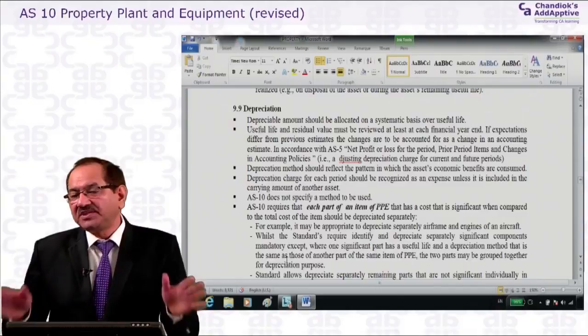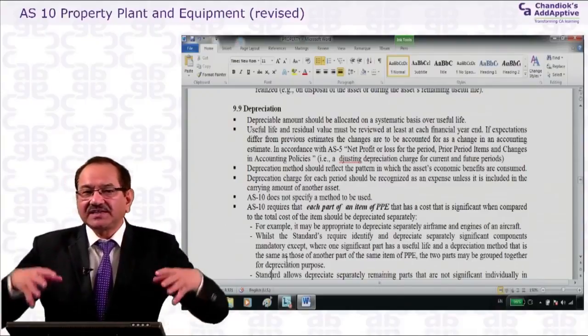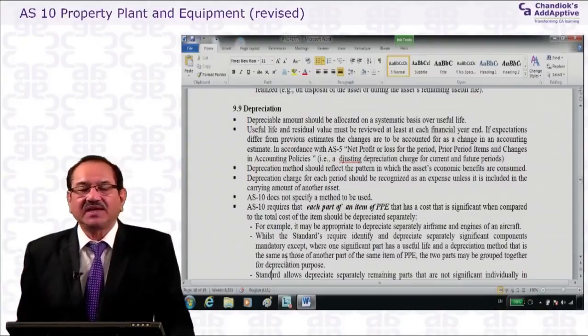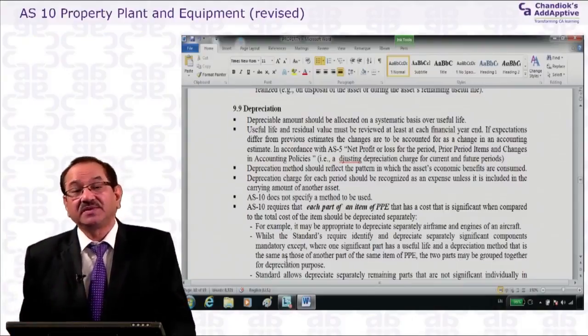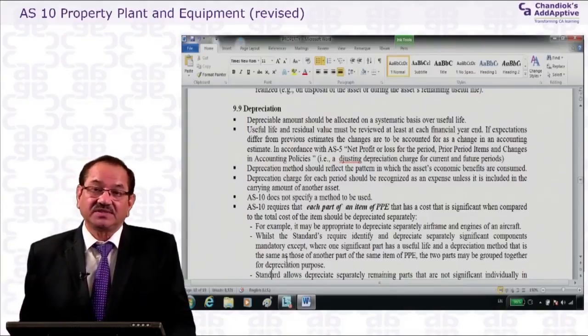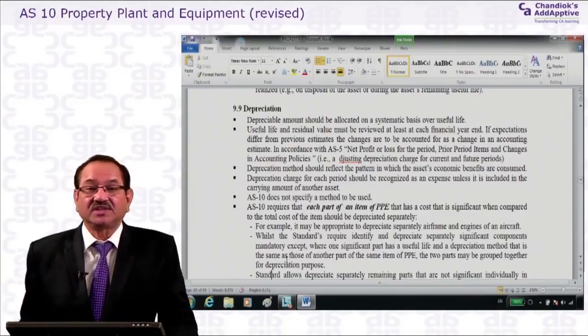What is the cost of consumption of that benefit? That has to be put in the expenditures. So dear student, you should not think that in case of depreciation, as the word meaning goes, there is a decrease in the value of the asset. There is no decrease in the value of assets. Depreciation is a charge for consumption of the benefit. Depreciation is a charge for consumption of benefit of the assets.